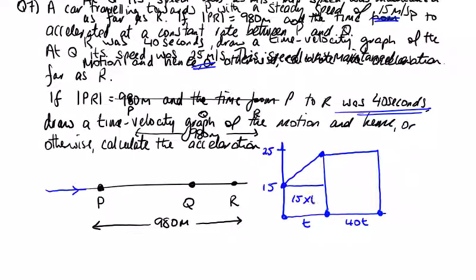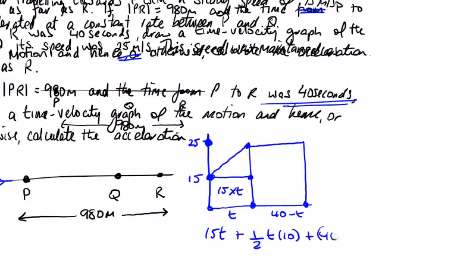So this becomes 15 times t, 15t. The one above it is half the base, and all of these added together will give me 980, the areas. Half the base, which is t, by the perpendicular height between here and here, which is 10, plus 40 minus t by the height, which is 25, and all of that will give 980.